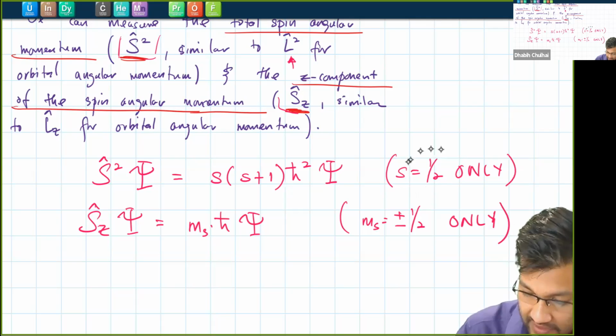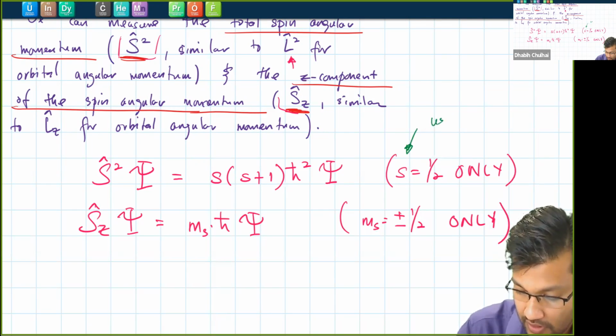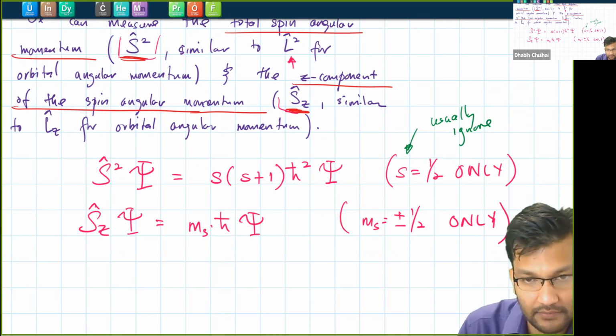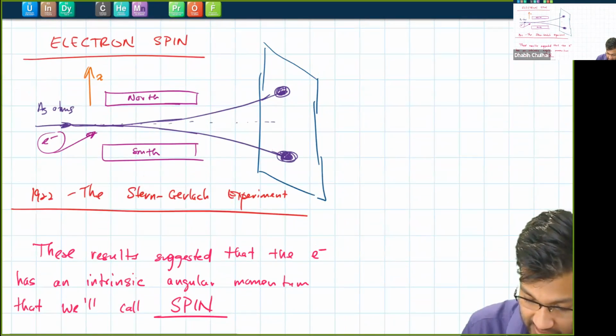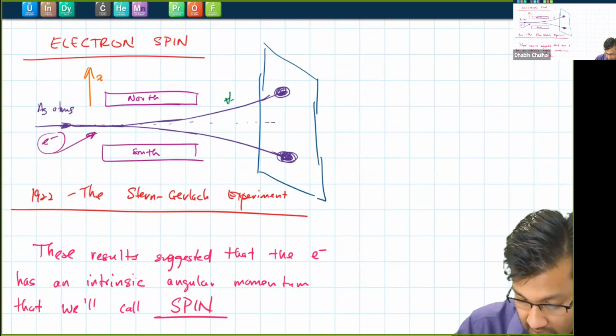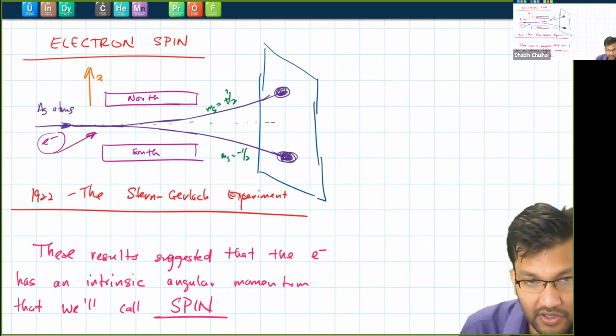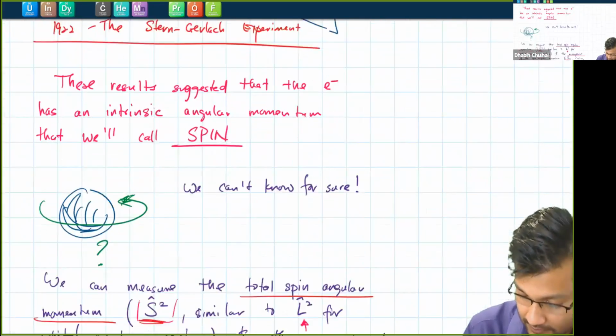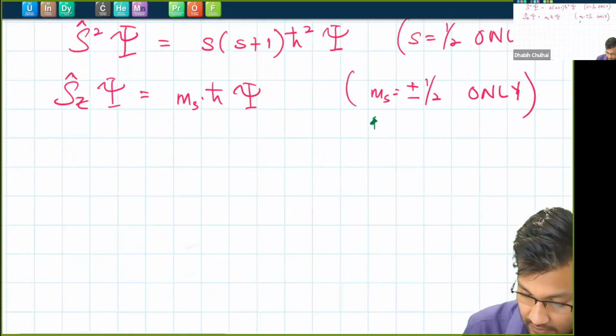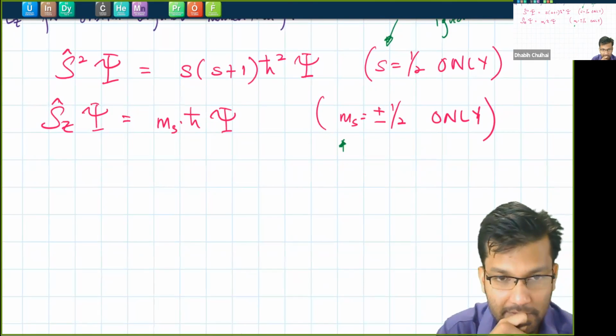Because s is only ever a half and nothing else, we can usually ignore that quantum number s, because it's always going to be a half, so we don't need to write it. But ms can be two different values, plus a half or minus a half. So in an experiment like this, you can say, well, maybe this is ms equals plus a half, maybe this is ms equals negative a half. So there's only ever going to be two values there for an electron. Everybody still with me here?